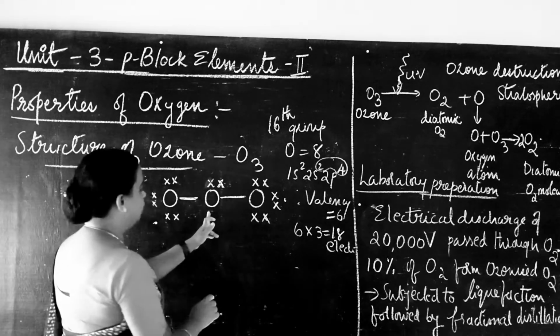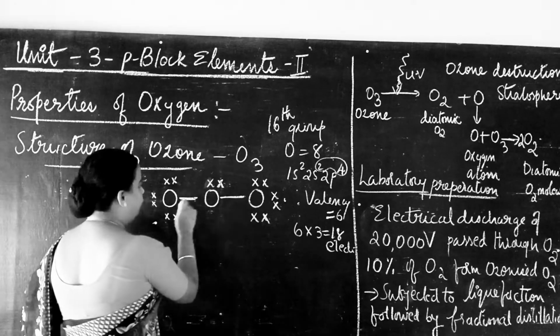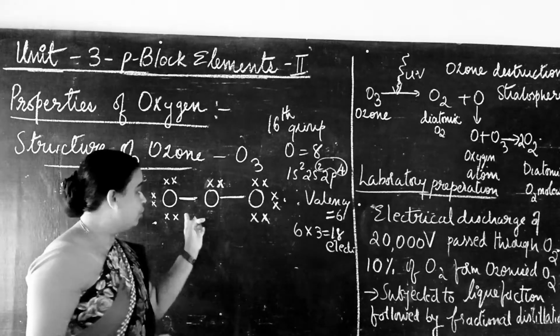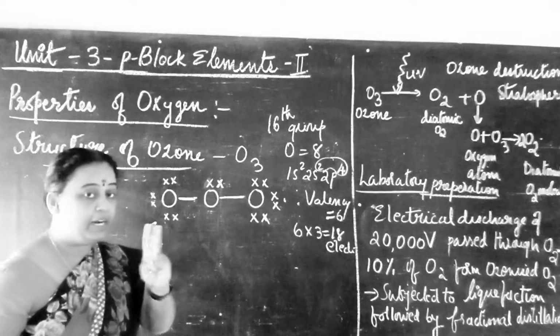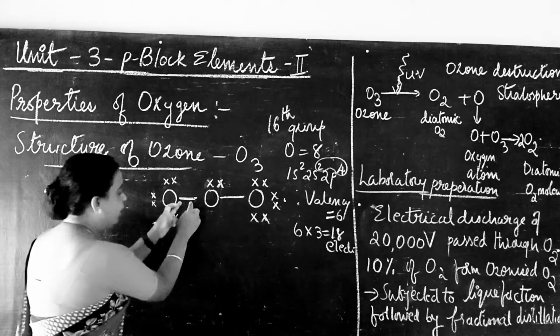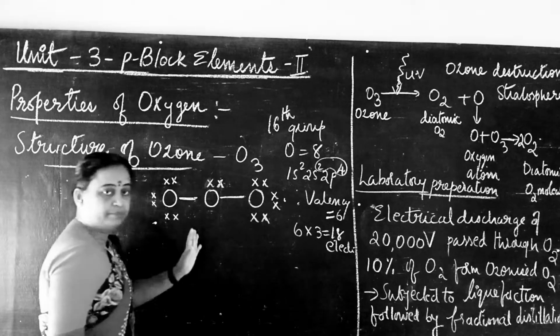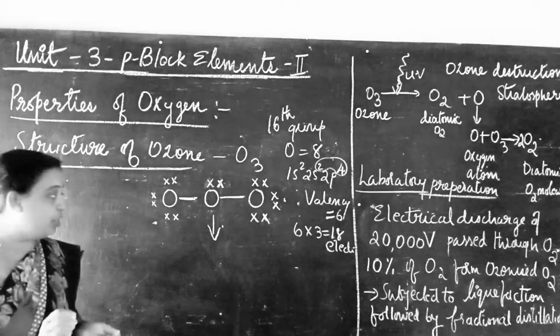8. But this oxygen atom is not getting octet. 1, 2, 3, 4, 5, 6. Only 6 electrons are here. It is not getting the octet, so it requires another 2 electrons. So those 2 electrons we put in the form of a bond. Either you can put it over here or here. Okay. So I just represent it by the resonance structure here.